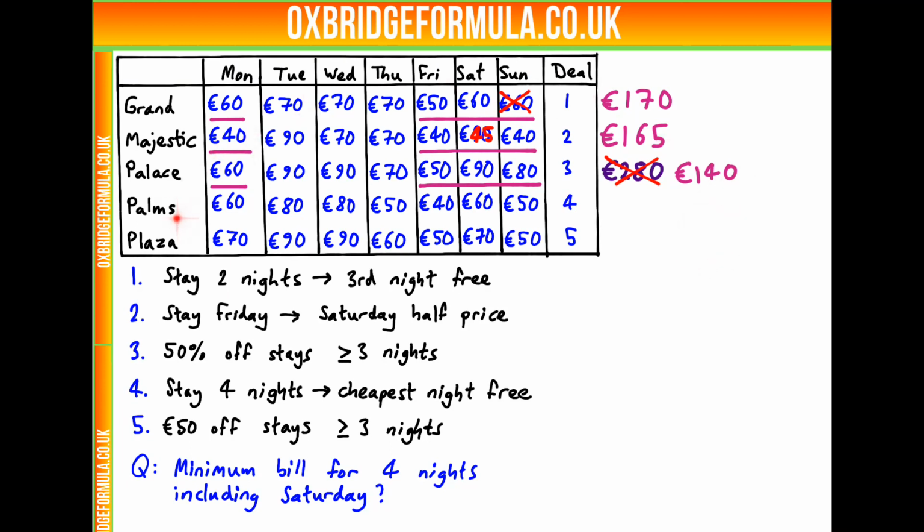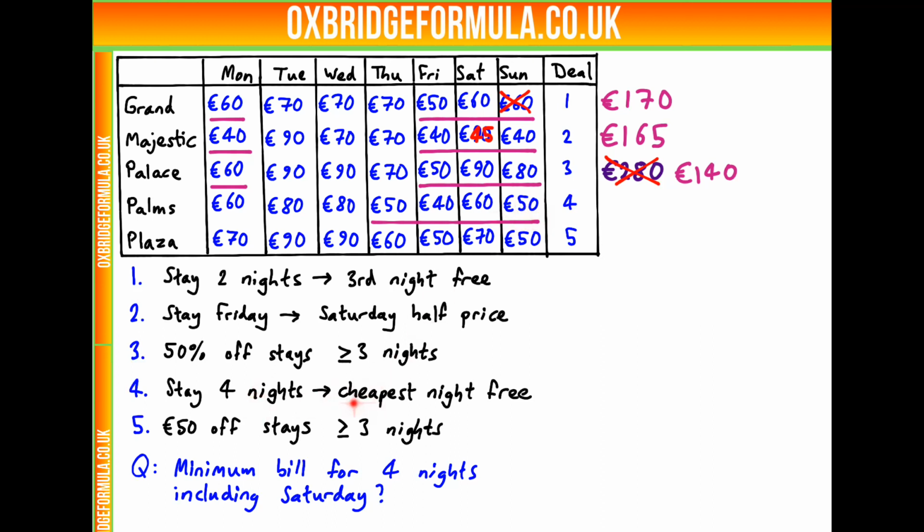Now our 4th hotel, what is the deal? If we say 4 nights, which we know we will, we get the cheapest night free. So which days are we going to choose? Well, we just want the cheapest 4 days that we can get. If we're including Saturday, let's look around Saturday. It looks like Monday and Tuesday are more expensive than, say, Thursday and Friday. Sunday is only 50, so we're going to want to choose these 4 days as the cheapest 4 of the week.